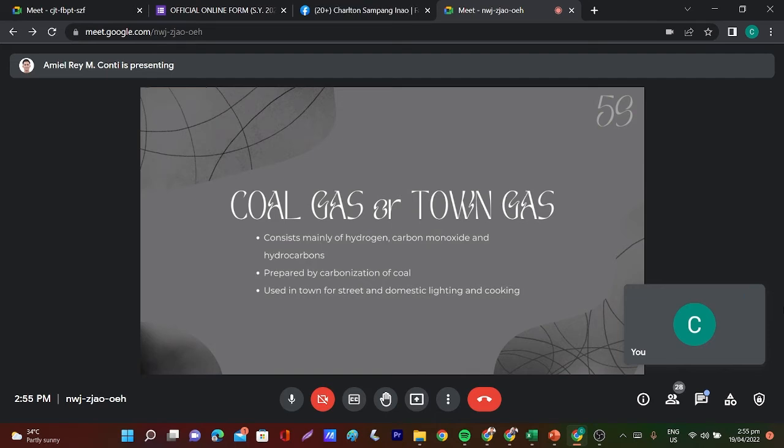Next is yung coal gas or town gas. Usually, binubuo lang siya ng hydrogen, carbon monoxide, and hydrocarbons. And nabuo siya by carbonization of coal. Ito yung ginagamit ng industry sa pagpapailaw dati or sa pagluluto ngayon.